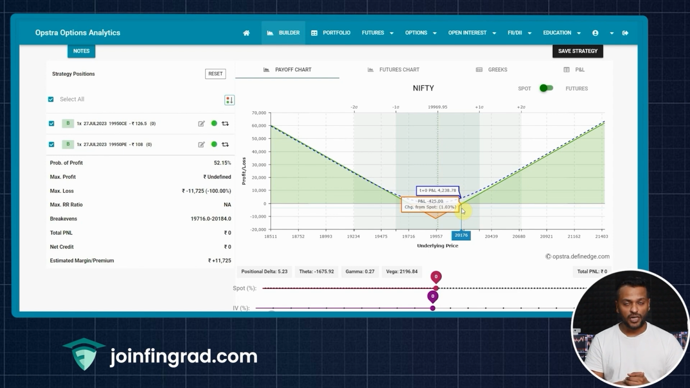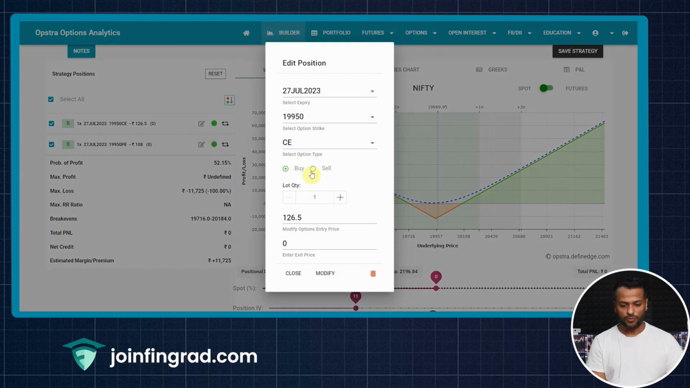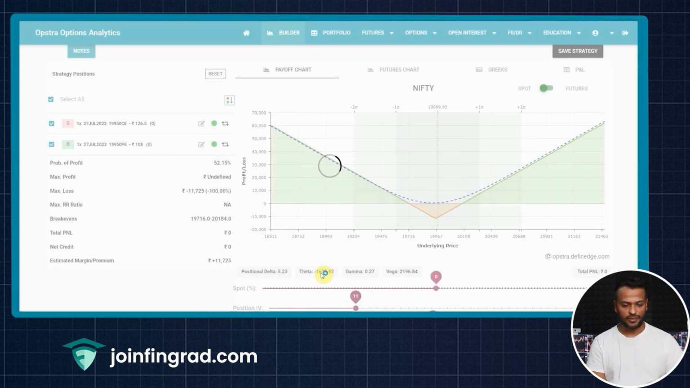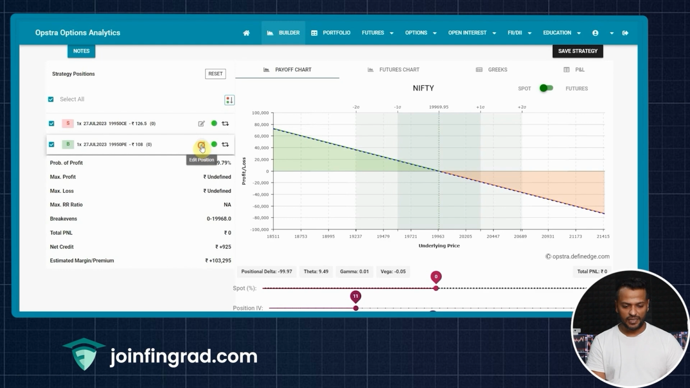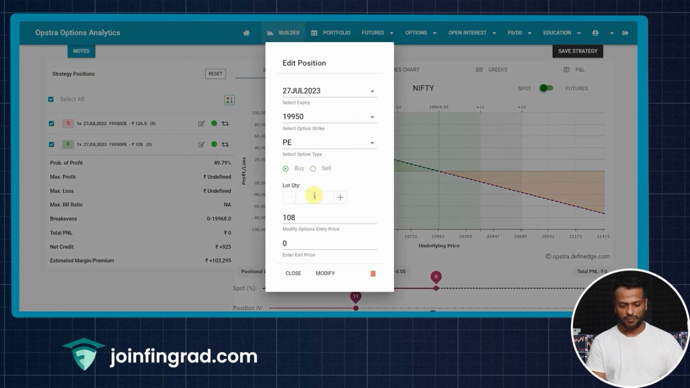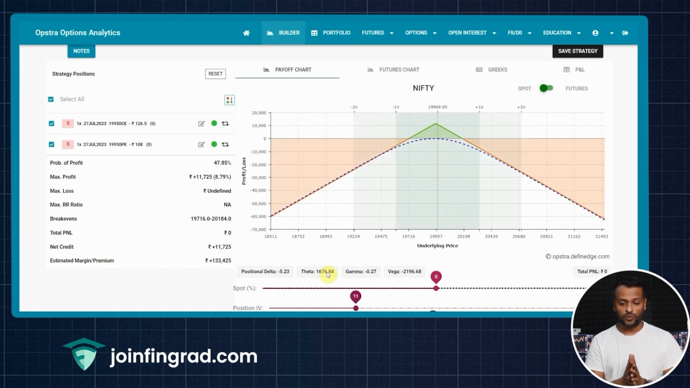Now let us modify the strategy and look at it from the seller's perspective. The seller's payoff chart would be the exact opposite of the buyer's payoff chart. Again, you go to the edit option here, you change the buy to sell and you just modify. That is as simple as that. In the second leg also, you go to edit, change the buy to sell and modify that. Now, I told you the payoff chart will look exactly opposite.